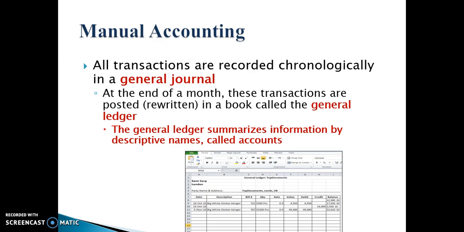All transactions are recorded chronologically in a journal. Basically, what happens is at the end of a month, these transactions are posted, which means they're rewritten in a book that is called the General Ledger. Now, the General Ledger summarizes information by descriptive names called accounts.